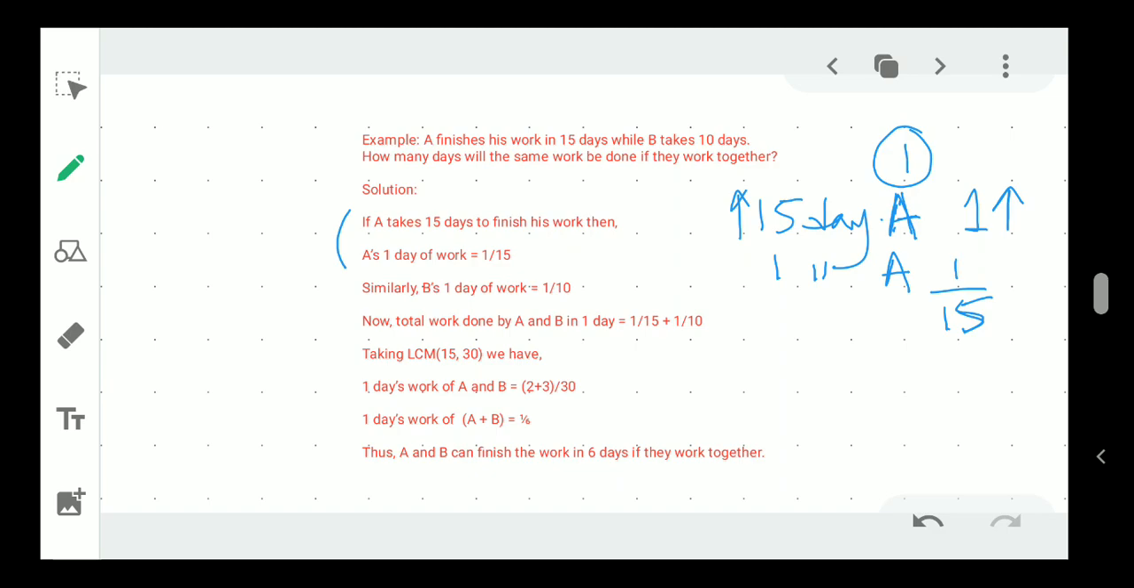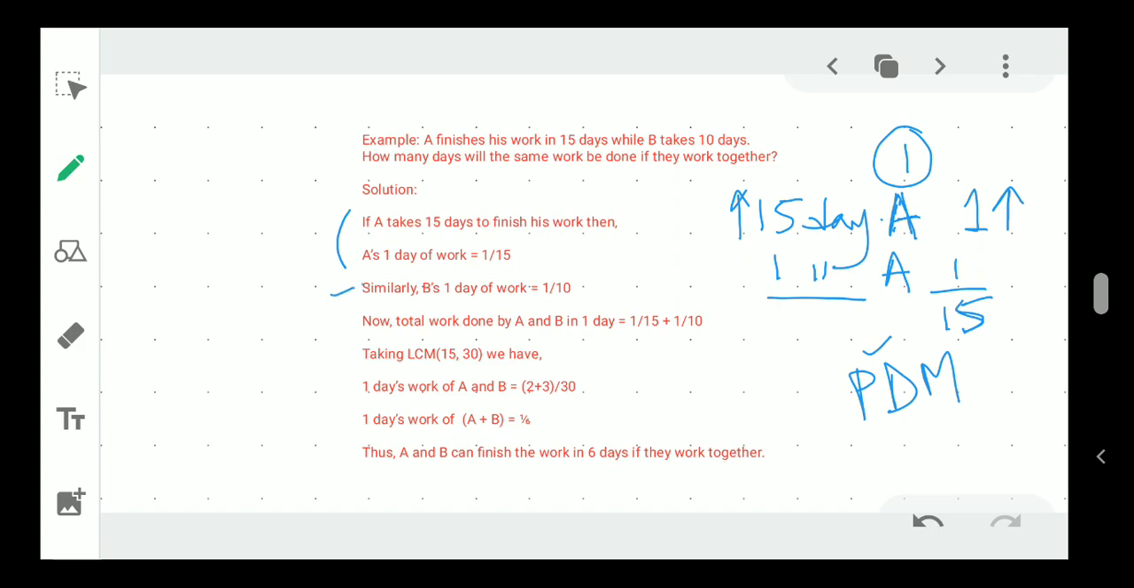Now, it is written that A finishes his work. I told you that complete work means 1. So if complete work means 1, then in 15 days A has done one portion of a work, that means the complete work he has done. So in one day A will be doing 1 by 15, because it is PDM, so division will be at first. So in one day how much A is doing, we have gotten.